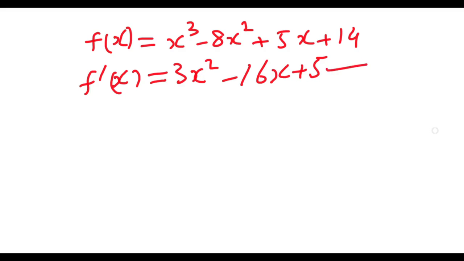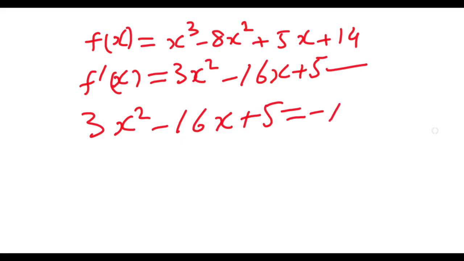So we need to find the x values where the tangent gradient is negative 11. Must remember, set the first derivative equal to negative 11, because the gradient of the tangent line and the first derivative are equal at the point of contact. So 3x squared minus 16x plus 5 is equal to negative 11.